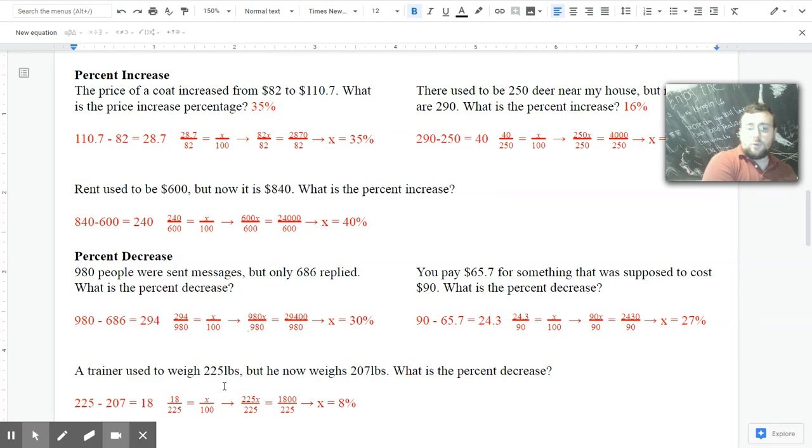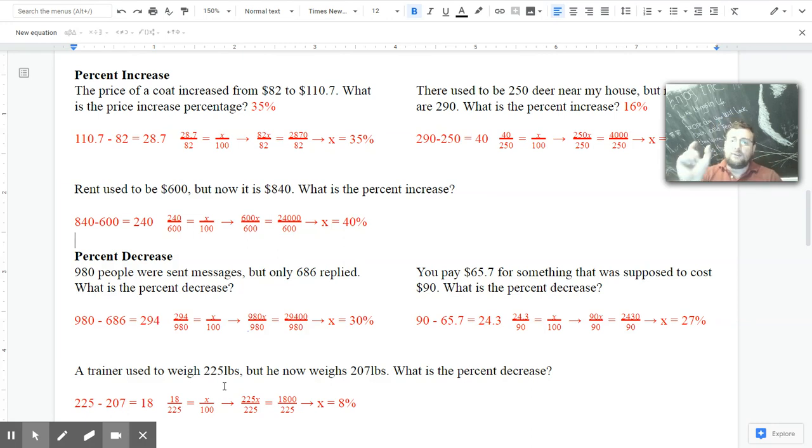Bottom left is the whole, which is 225. Top left is the part. Now I'm going to use 18, so I don't have to do the adjustment. Cross multiply both sides, you get 225x equals 1800. Divide both sides by 225 to get rid of what's next to the x, and you get 8%. Again, if you had used 225 and 207 instead, you would have gotten 92%, and that is not your answer. You'd have to do 100 minus 92 to get your answer.